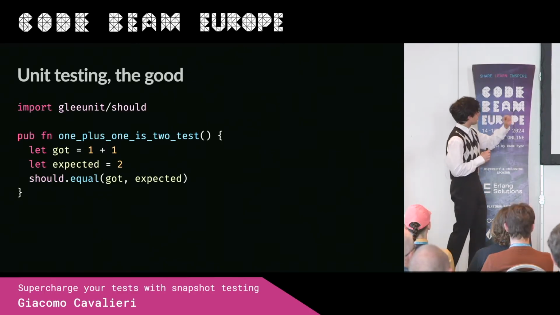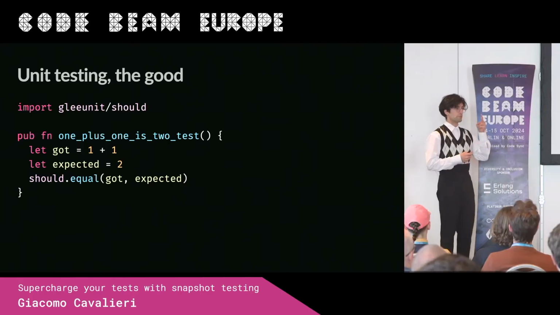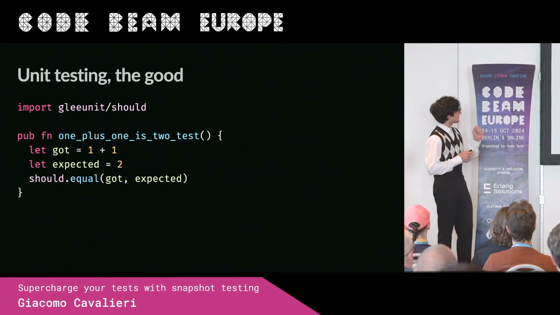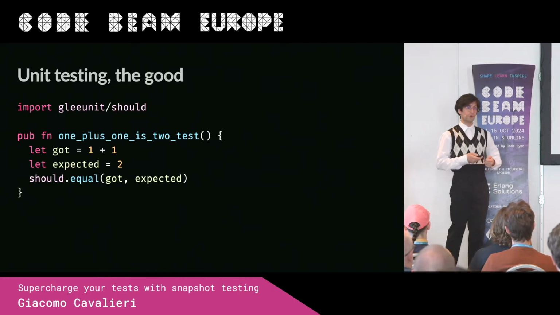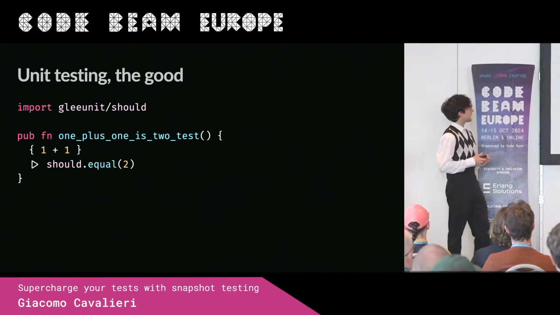That should.equal is calling the equal function from the should module. If you're Erlang inclined, that would be a colon. Here it's just a dot. And Gleam also has a nice piece of syntactic sugar I'm going to be using throughout the slides that makes writing and reading this kind of code a bit nicer. That is the pipe operator.